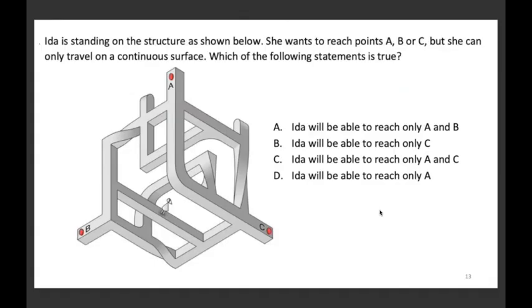Ida is standing on the structure as shown below. She wants to reach points A, B, or C, but she can only travel on a continuous surface. Which of the following statements is true? Okay, this is Ida. She's standing here. She can only travel on a continuous surface. Which spots, either of A, B, or C, can she reach?